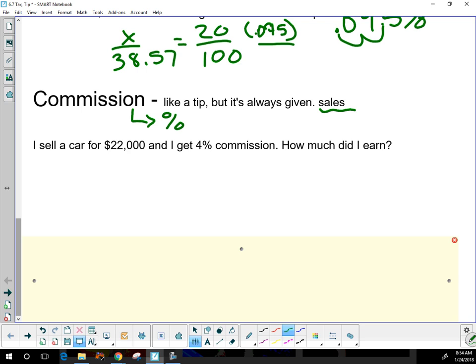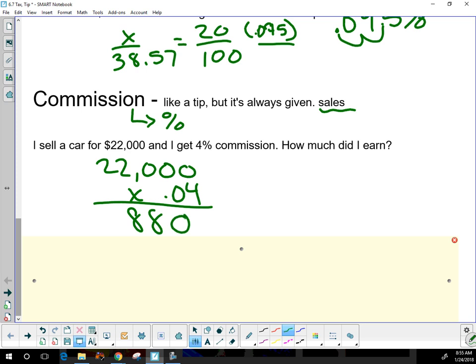Okay, I chose the easy way. Okay. Here's the thing. 22 times 4 is 88. Now I have to play with some zeros, don't I? And some decimals. Am I going to get $88? Am I going to get 88,000? Certainly not. No. And again, there's 1, 2. I'm going to get $880. That's generous. That would make you want to sell a car, right?